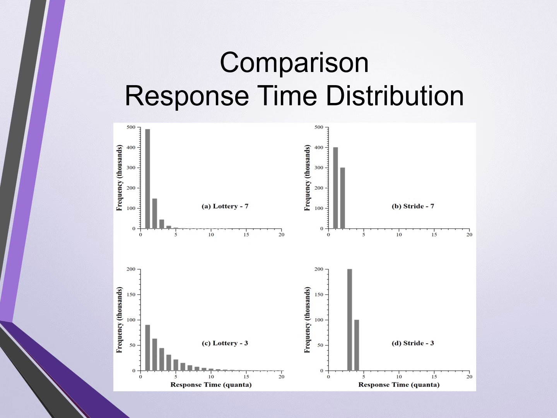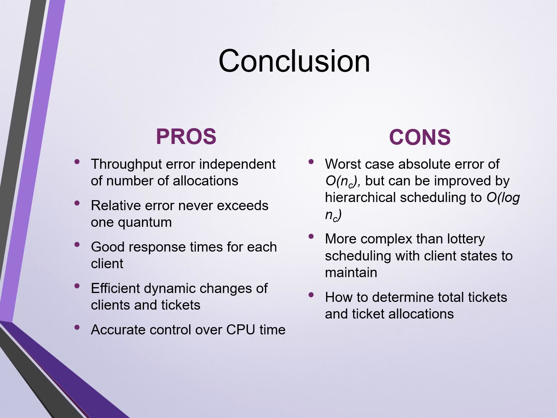In chart C, the client with 3 tickets under lottery scheduling has a mean of 3.33 and a standard deviation of 2.79. And finally, the client with 3 tickets under stride scheduling in chart D has a mean of 3.33 and a standard deviation of 0.47. There is little to no variability from stride scheduling. So compared to lottery scheduling, stride scheduling achieves much better accuracy over relative throughput rates with much lower response time variability.